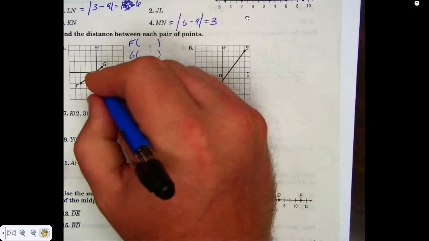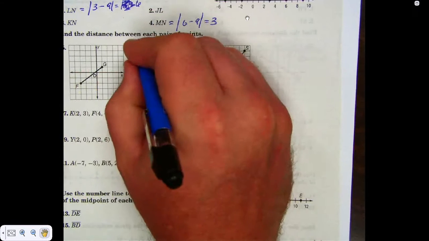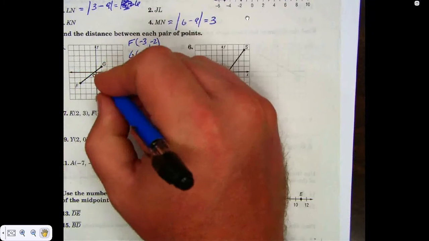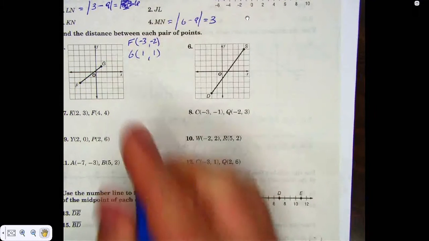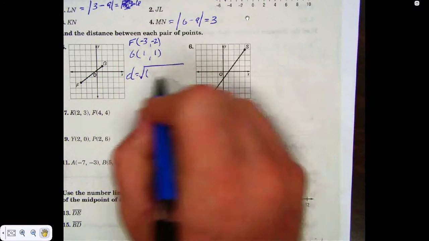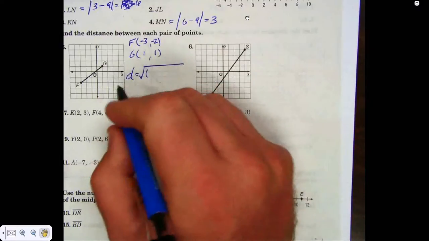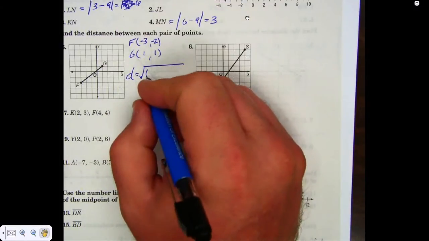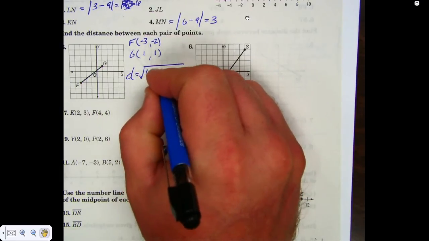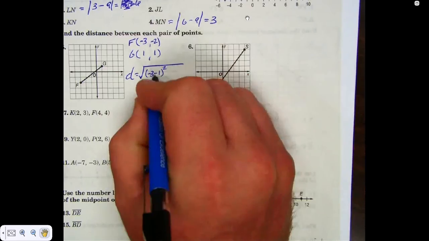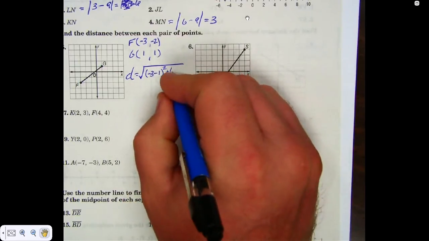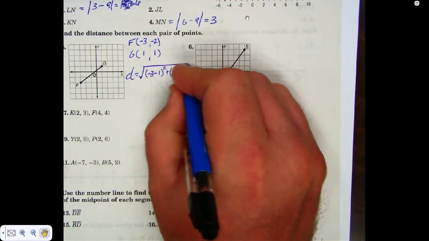What are the coordinates of F? 1, 2, 3, so negative 3, and down 2, so that's negative 2. The coordinates of G are 1, 1. Now, can I find the distance? This is what I expect to see in your homework. I want to see it in the equation. Distance is equal to the square root of, what are my x's? Negative 3 minus 1. It doesn't matter what order you put them in, just that you subtract them. Plus, what are my y's? Negative 2 minus 1, quantity squared.